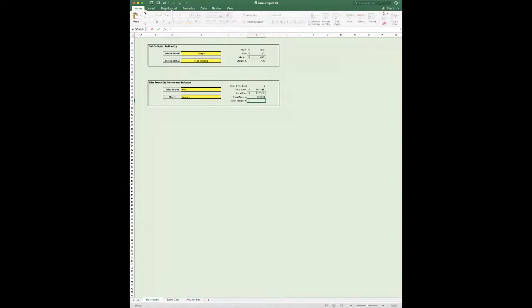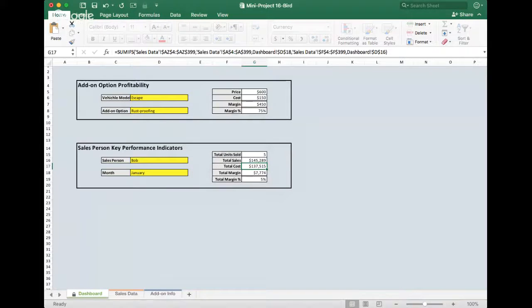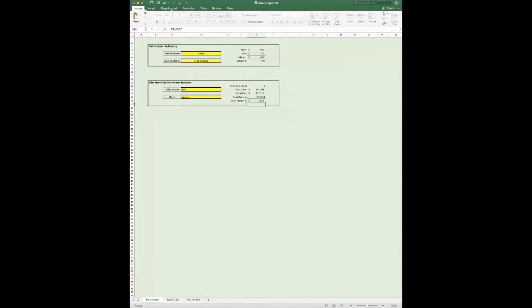Wait, what? Yeah, and then margin percent is margin divided by sales. Okay. What? Let's change that to a percent. 5%. I think we're good.